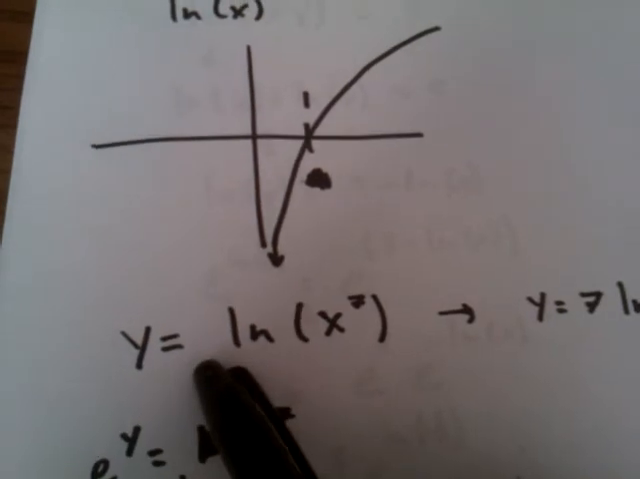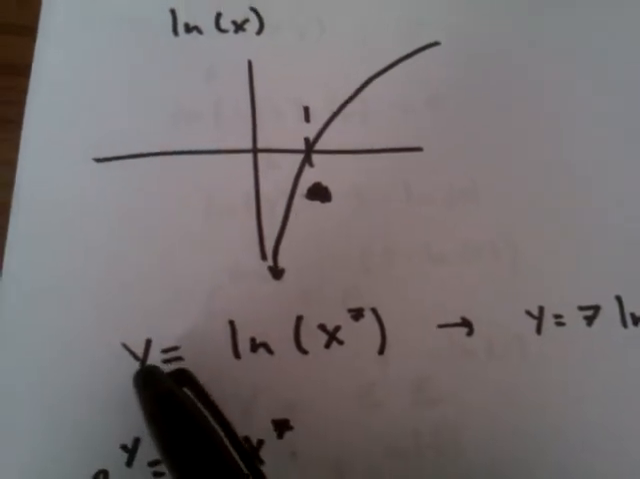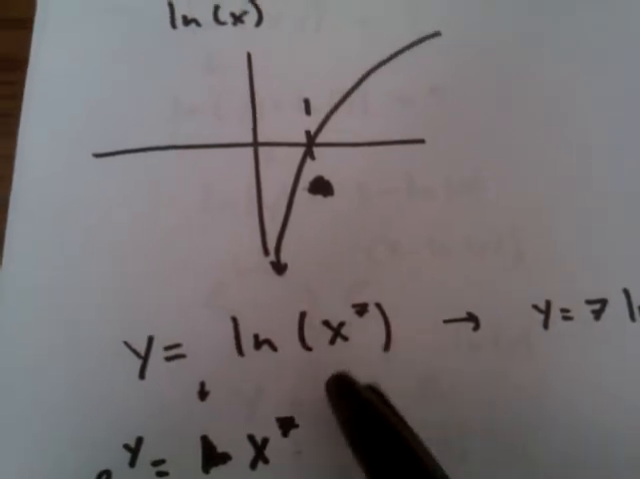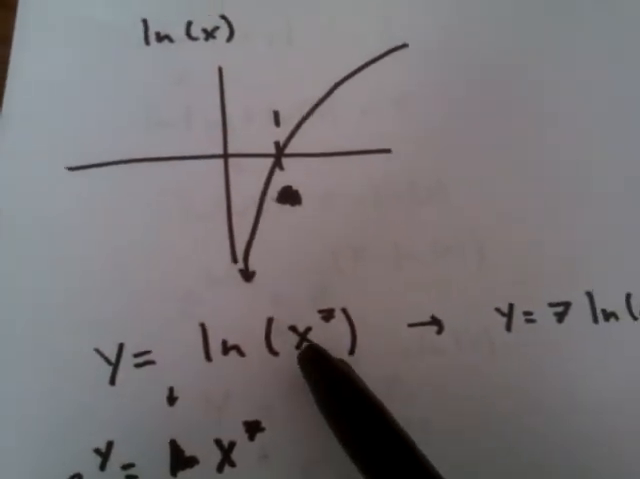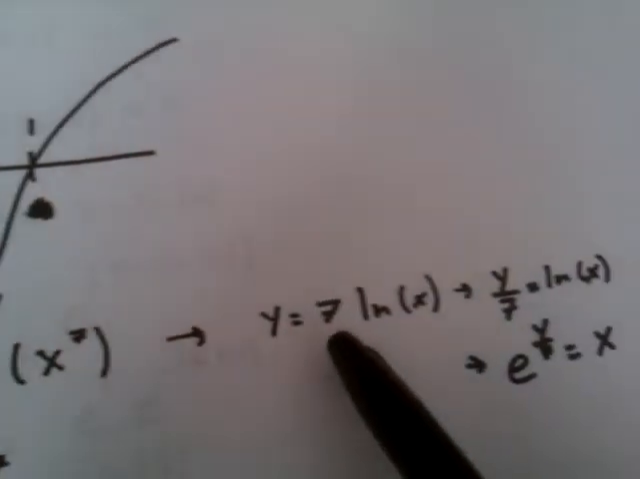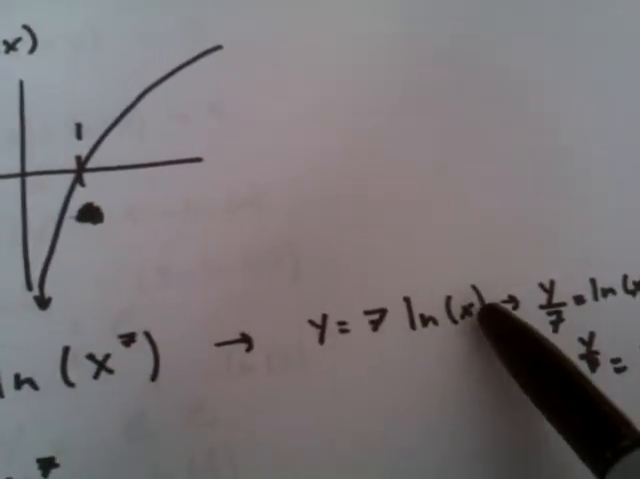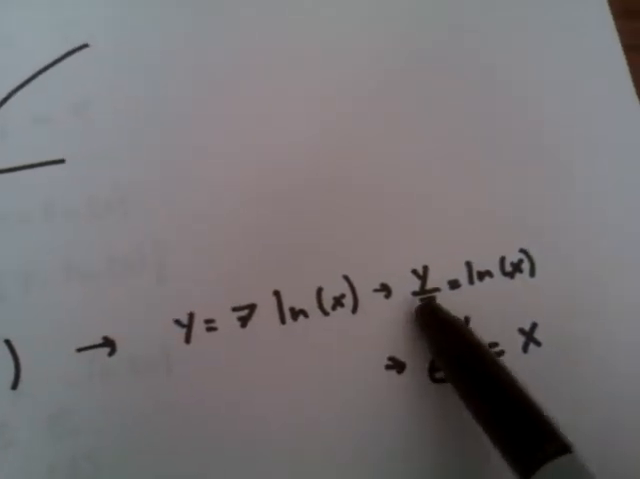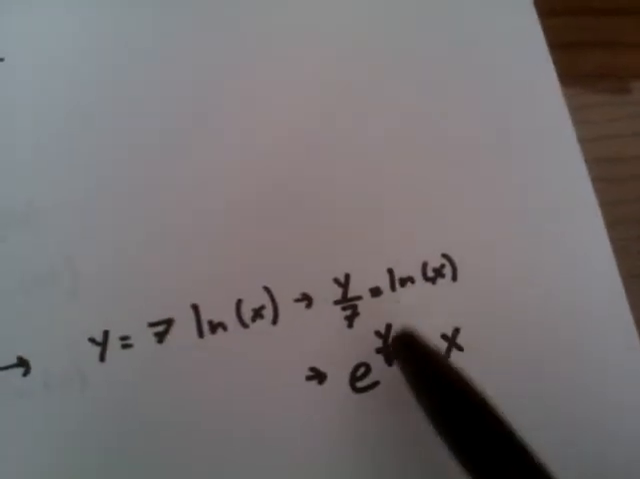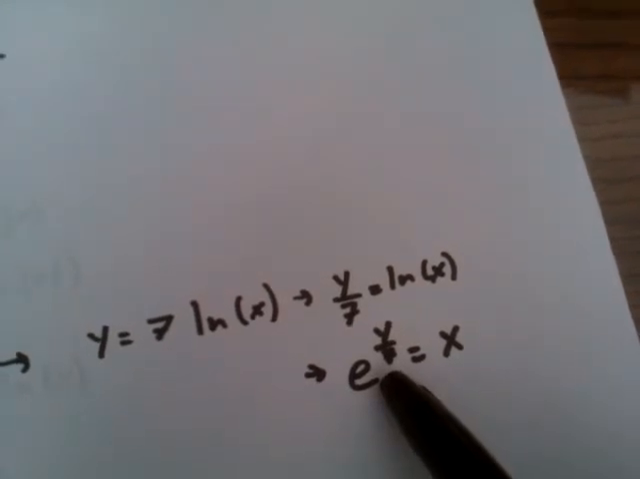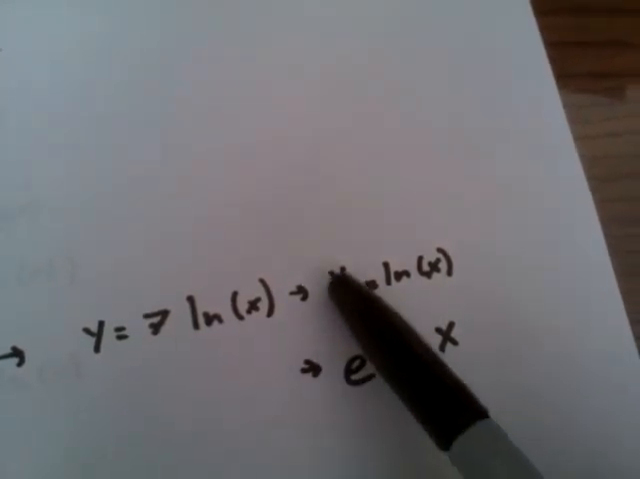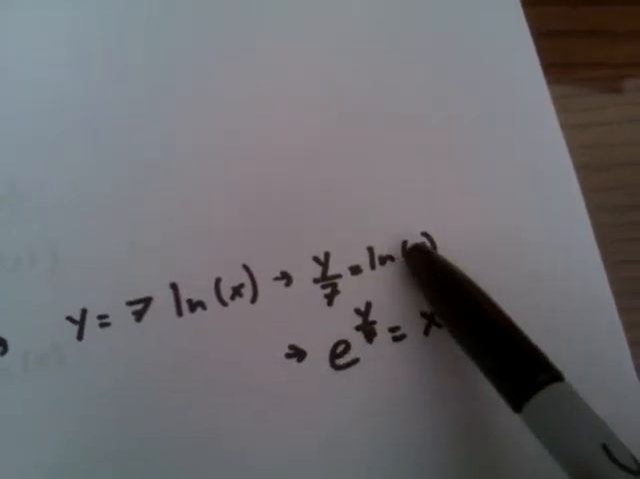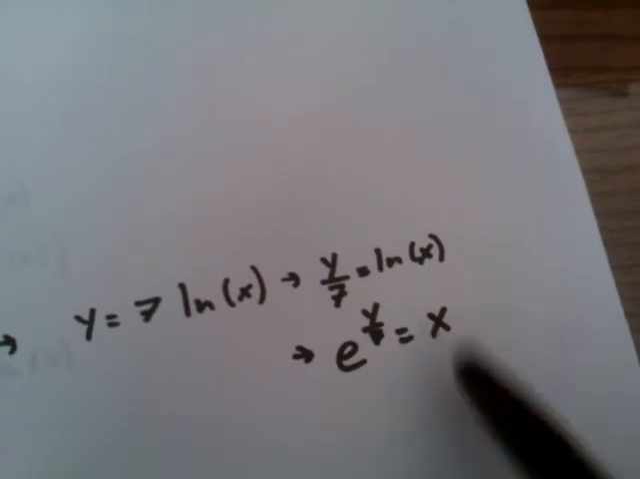So here's an example of using the power rule. If we've got y is equal to the natural log of x to the 7th, and we want to solve for x, then we can use the power rule and take the 7 down in front, then divide by 7, and then we exponentiate. We say e to this power is equal to e to the natural log of x, but e to the natural log of x is x.